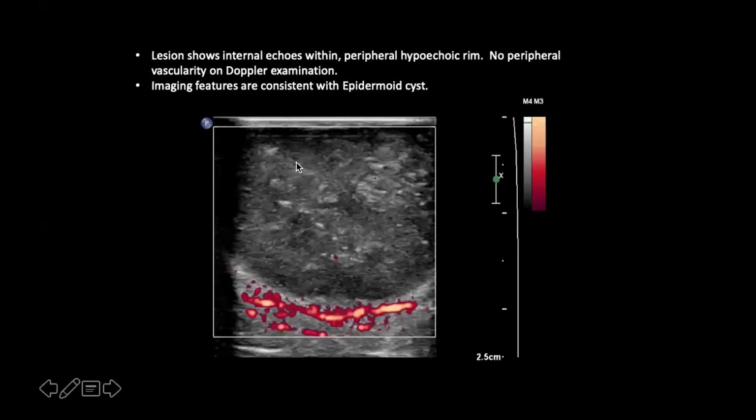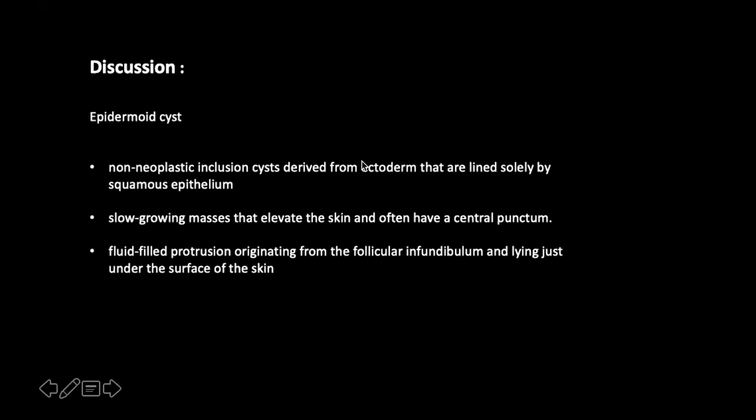No internal vascularity. This entity is known as epidermoid inclusion cyst. These are very common soft tissue lumps which we see, and they are slow growing masses. You can see a punctum coming with that. Again, you have to scan with very little pressure and a lot of gel application.